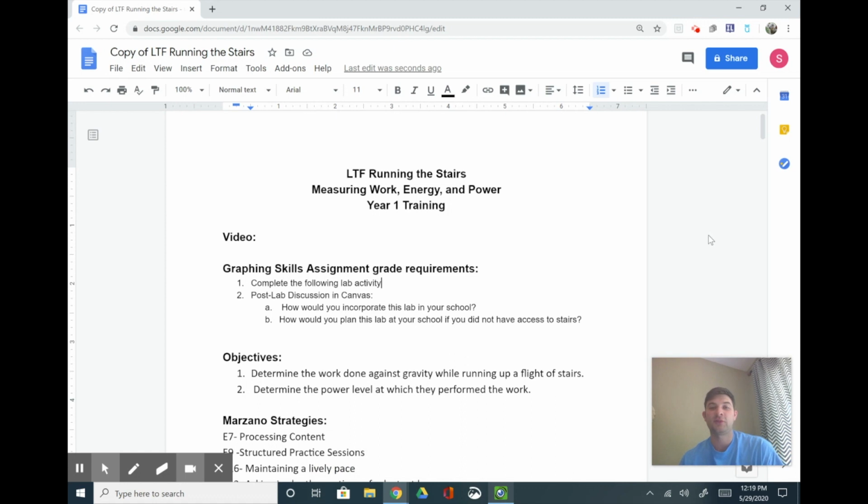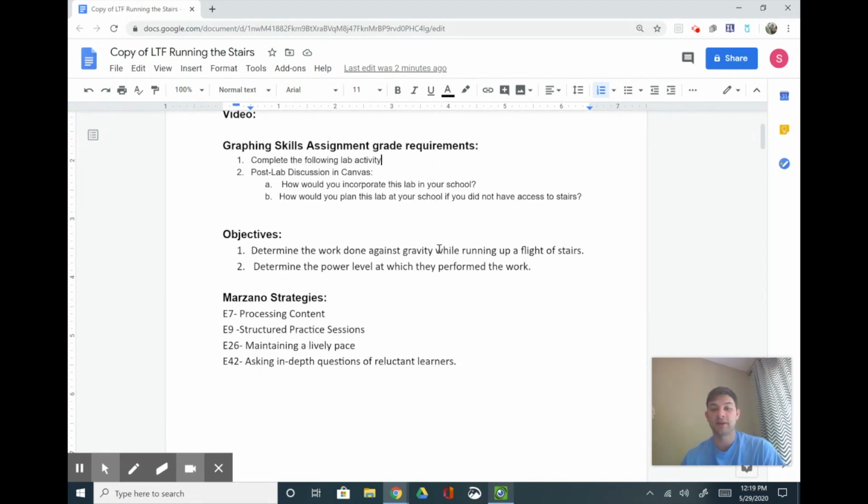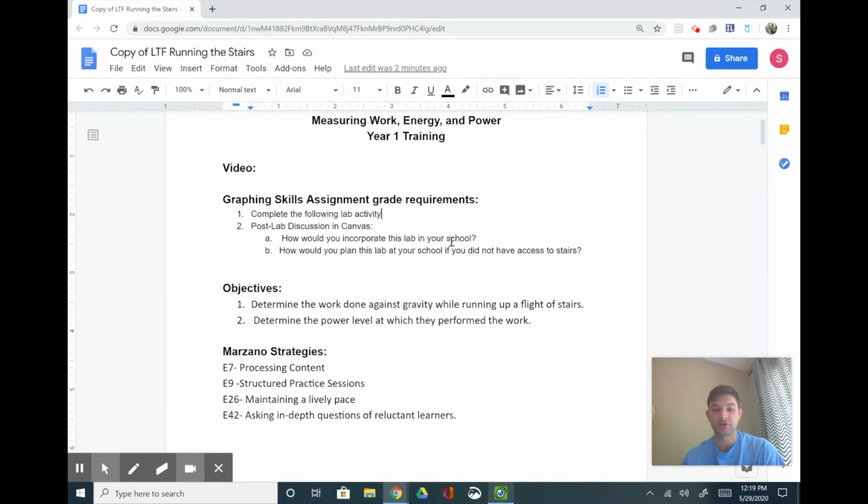I'm going to be going over the LTF Running the Stairs lab activity for the Physical Science Year 1 training. This lab activity is located in Unit 6. It deals with energy, mainly power and work, and it does relate to potential energy.